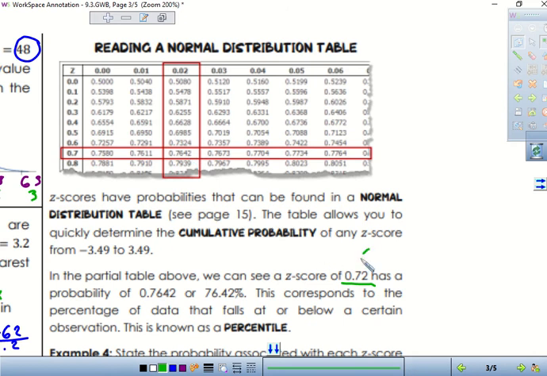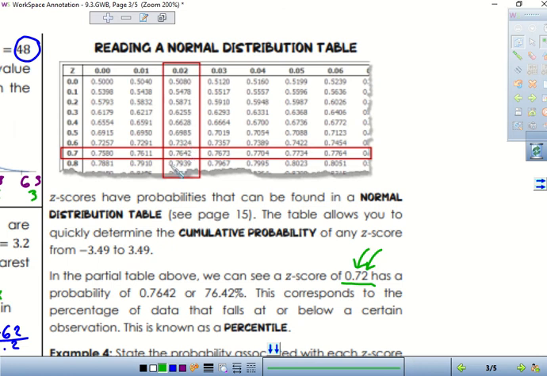So you look at the tenths place, then you look at the hundredths place. Across is the hundredths, this is the tenths. So you do the 0.7 and then you move over. Does that make sense? Do you guys see it?